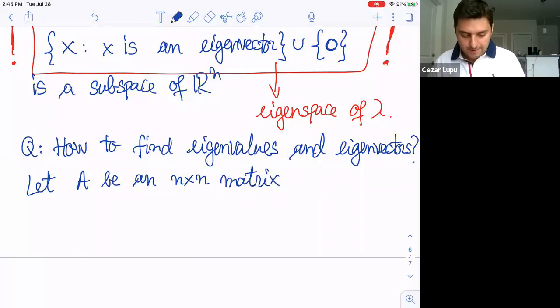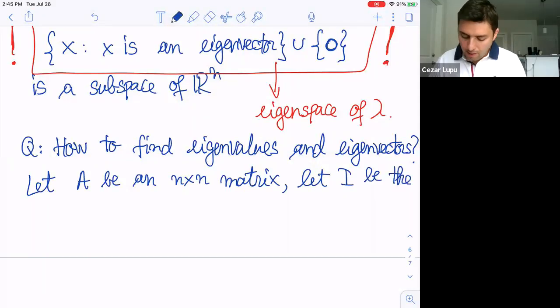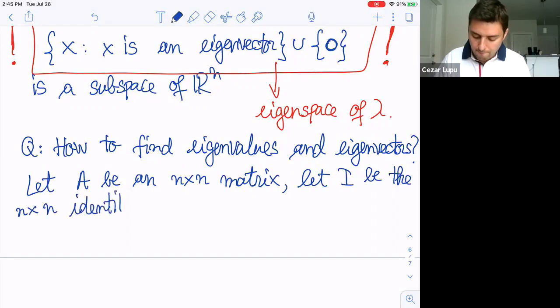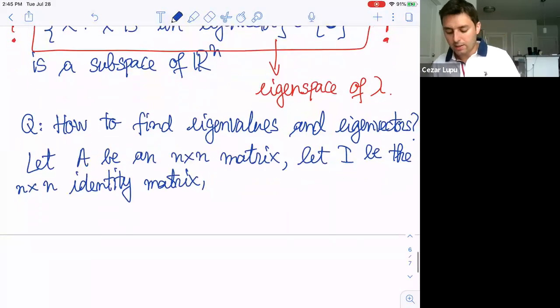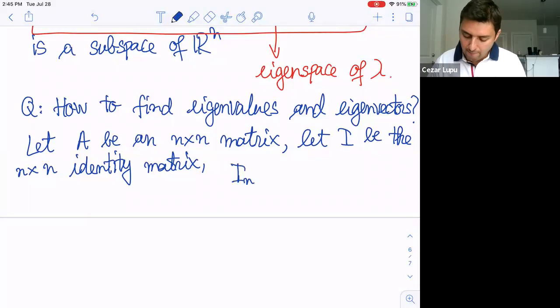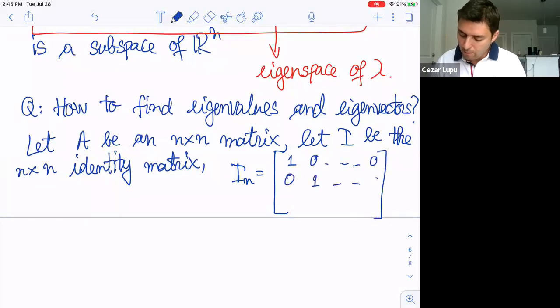and also let I be the n by n identity matrix. Let me remind you that the identity matrix looks something like this: 1, 0, 0, 0, 1, 0, 0, 0, all the way to 1. So all the elements on the main diagonal are 1.